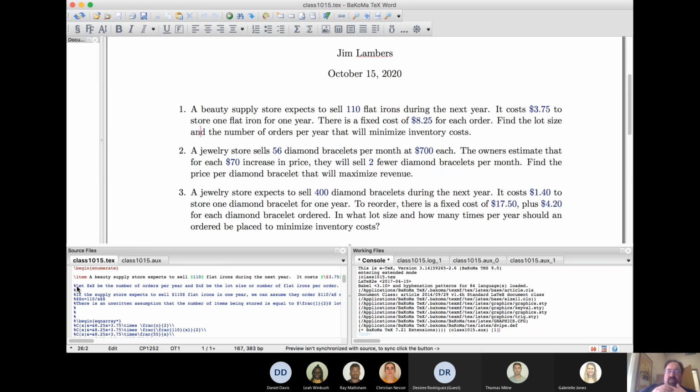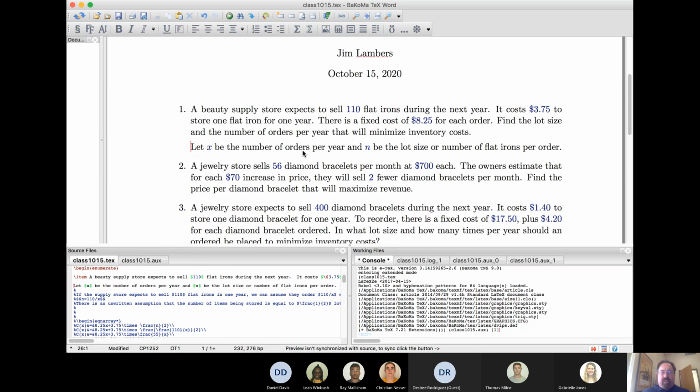So for something like this, where we know how to find a minimum of a given function, the trouble is we're not given the function yet, so we have to come up with it. So we need some variables to describe various unknown quantities that we have. So x will be the number of orders that are placed each year, and then n will be the lot size, or how many irons are in each order. All we know about these two so far is that the number of orders times the lot size has to equal 110. But there are many combinations that could give you 110. It could be 2 orders of 55 irons each, or it could be 5 orders of 22 irons each. So if we can find one of these variables, x or n, then we can take 110 over that to get the other one.